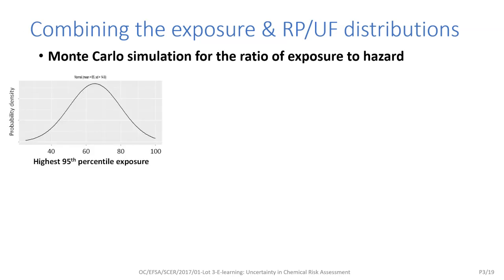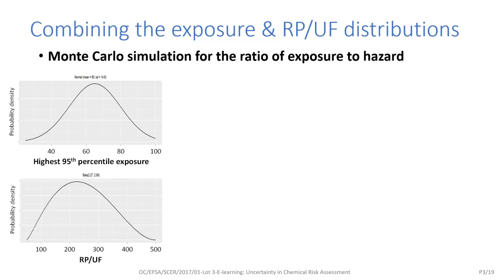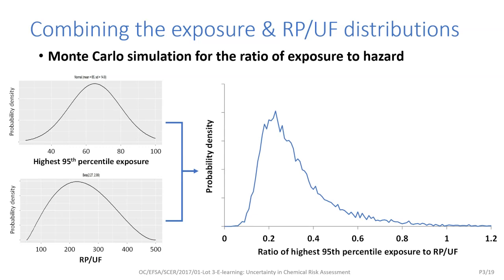It samples one value from the distribution for exposure and one value from the distribution for RP over UF and calculates the ratio of those values. It then repeats this process a large number of times and uses the resulting values to build a distribution for the ratio of exposure to RP over UF. The output distribution is not smooth because it is made up of a number of samples, in this case 10,000 samples. If I did more samples, the distribution would become smoother, and you need to do enough samples to get a stable estimate for the output of interest.